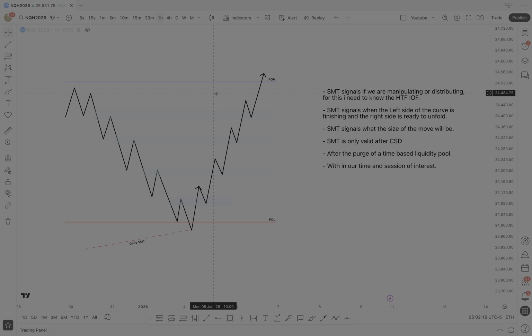And then when we look further into SMT, SMT is only valid after CSD. Because if you do not get a change in state of delivery, it's just going to be used for manipulation to set up another leg higher or lower.